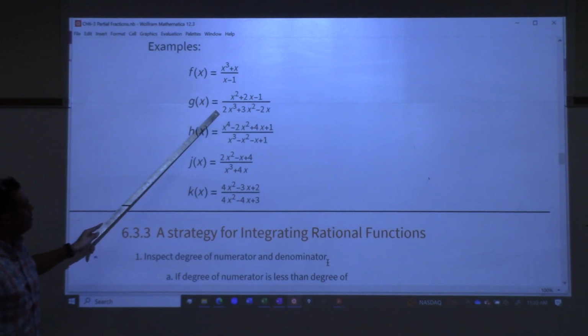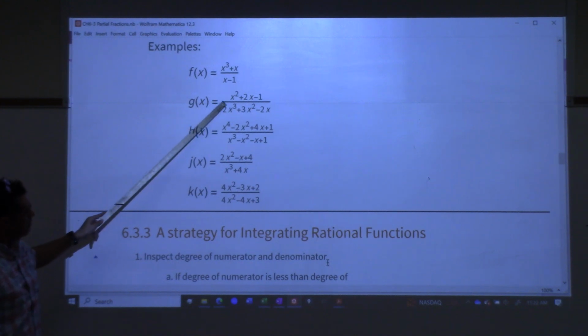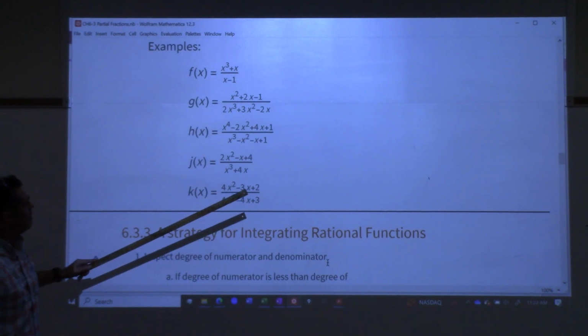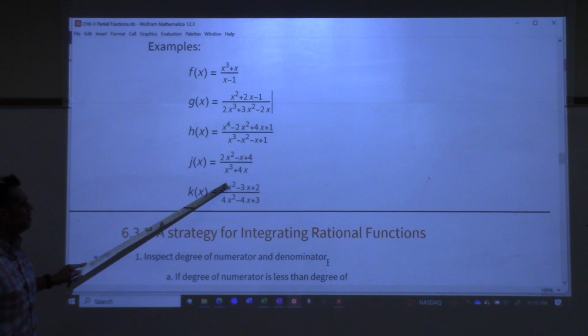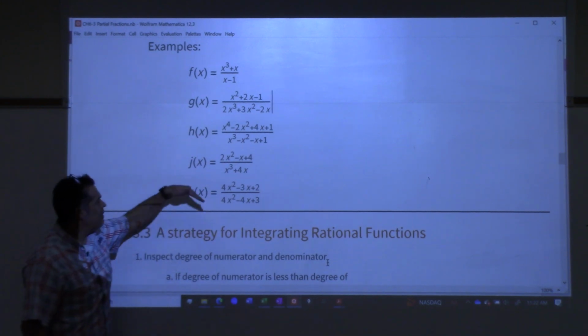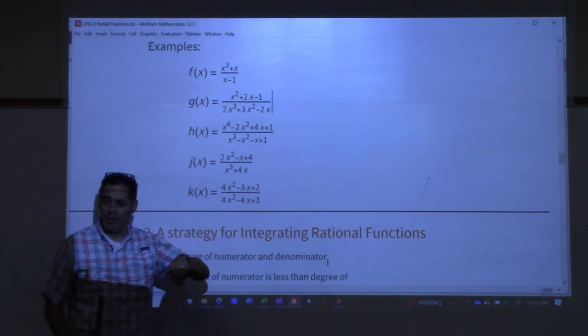How about this second one? Degree of numerator? Degree of denominator? 3. Okay. This one, 4 and 3, right? 2 and 3, 2 and 2, right? But every one of these is a polynomial divided by a polynomial.